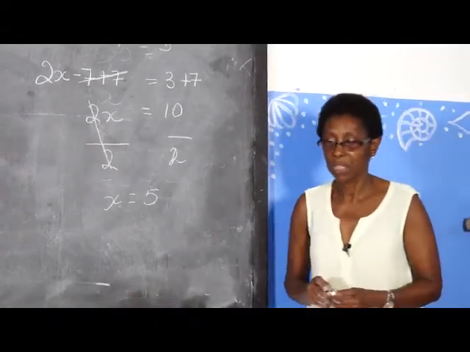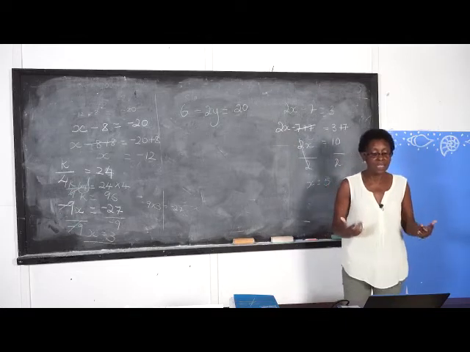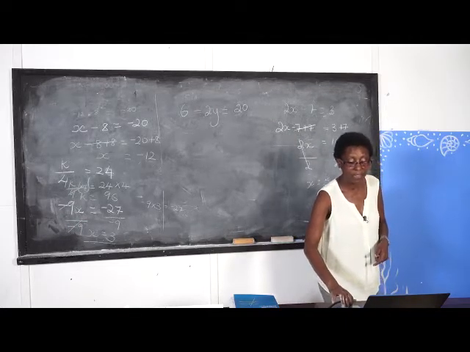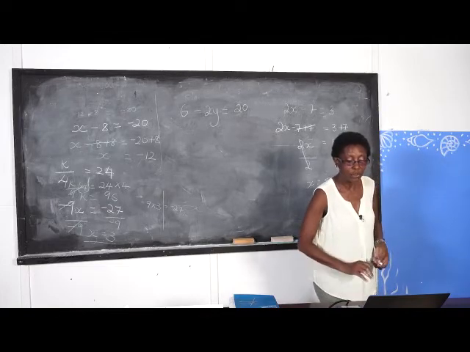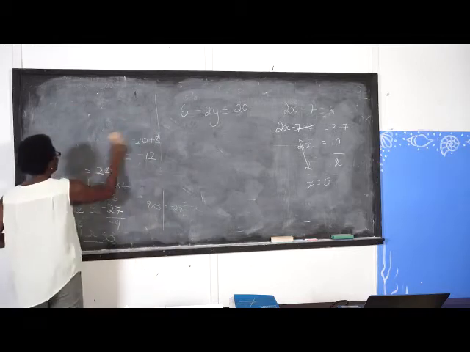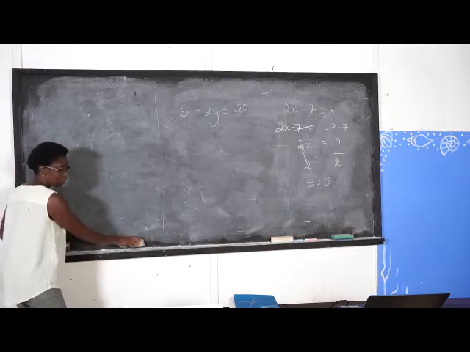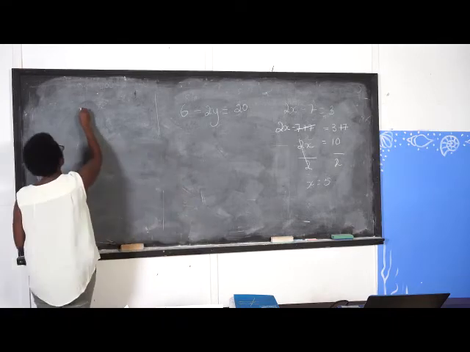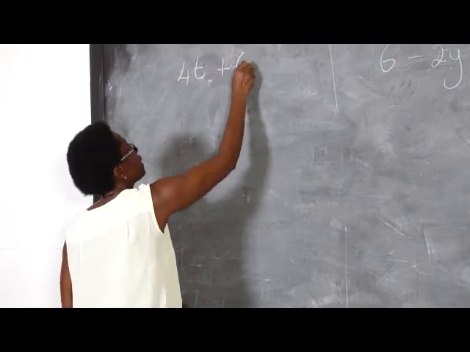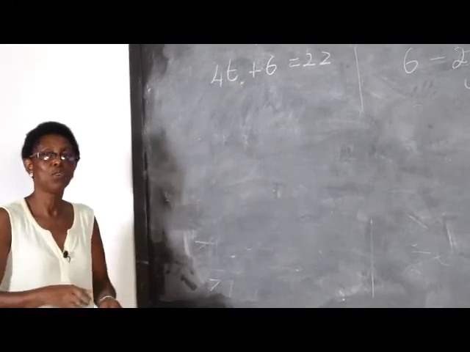Okay, now I'm going to put one more before we come to this one, but this time you have a go at the first part of it. You have a go at that first part, and then we'll come to that question and see whether you'll be able to do that. Have a go at the first part. So you've got 4t plus 6 equals 22. Now, you have a go.